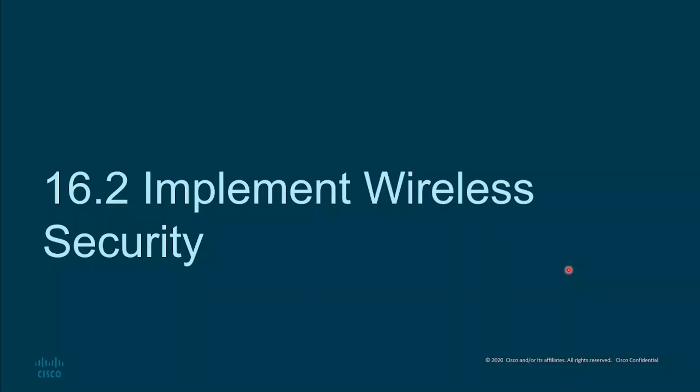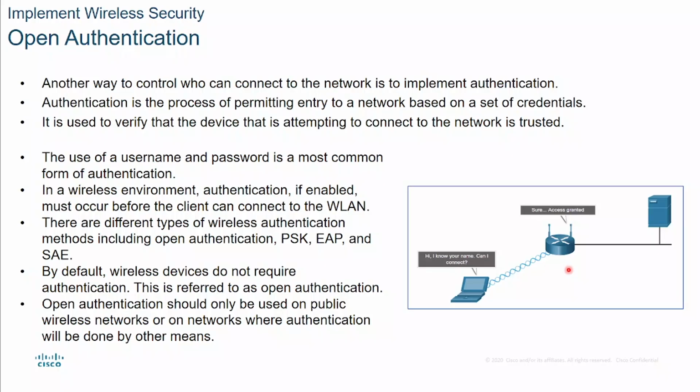So let's look at implementing wireless security. Another way to control who can connect to your network is to implement authentication. Authentication is the process of permitting entry to a network based on a set of credentials. It is used to verify that the device that is attempting to connect to the network is trusted. The use of a username and password is the most common form of authentication.